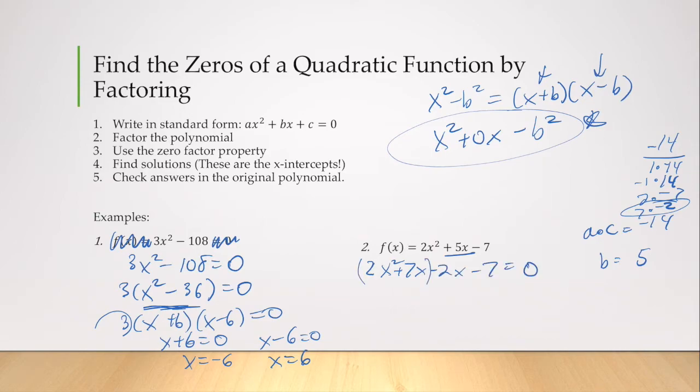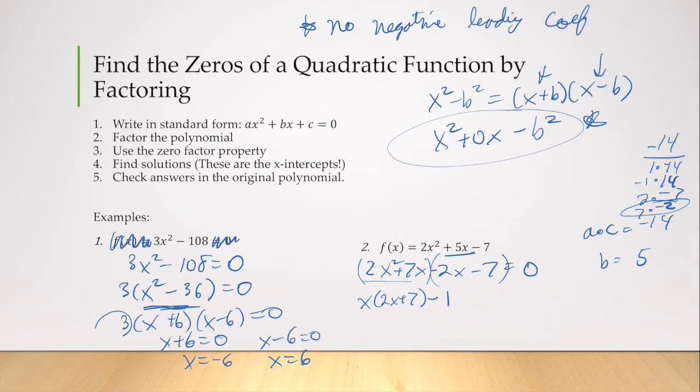We factor by grouping. The greatest common factor of 2x squared and 7x is x. The greatest common factor of negative 2x and negative 7 is going to be a negative 1. Remember, we do not like negative leading coefficients. No negative leading coefficients. Minus 1 times x, 2x plus 7. See what's inside these parentheses should match. I've got x minus 1 times 2x plus 7 equals 0.